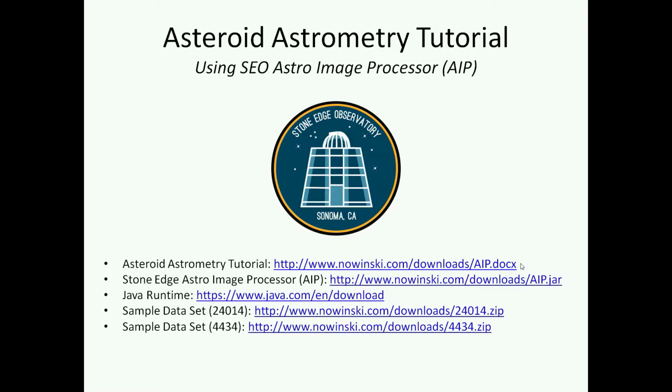Before we get started, you're going to need a few things. First, grab a copy of Astro Image Processor version 3.4.8 or later. If you don't have it, you can download it using the link shown here. AIP is a Java program, so you will also need to be sure that Java is installed on your computer. If it's not, you can get Java using the link shown here.